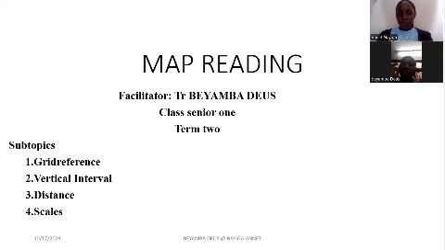Today we are talking about map reading. Specifically, this topic is majorly taught in senior 1, term 2. In it, we're going to look at different subtopics within this topic: grid difference, vertical interval, distance, and scales.